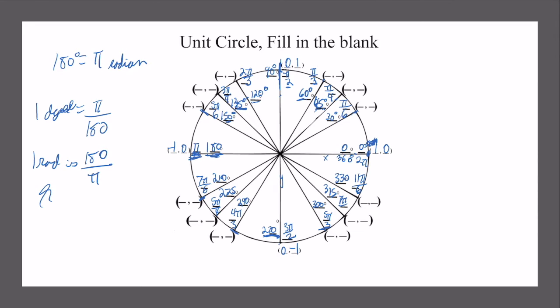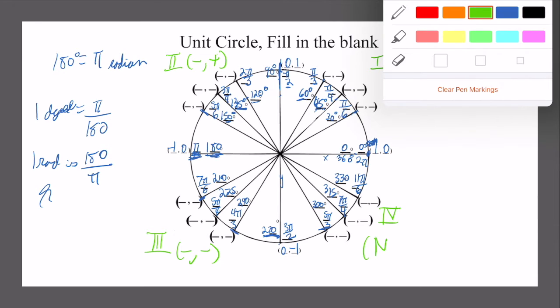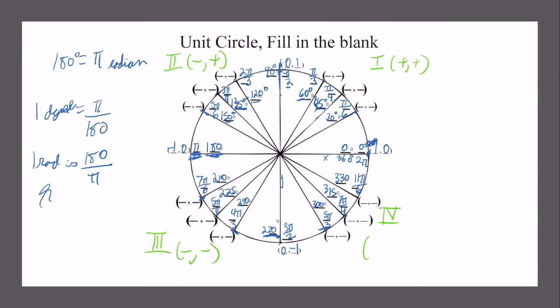So when I am working with the unit circle, I just focus on quadrant 1 over here. Remember, quadrant 1 is where x and y are both positive. Quadrant 2 is where x is negative but y is positive. Quadrant 3 is where both x and y are negative. And quadrant 4 is where x is positive but y is negative.